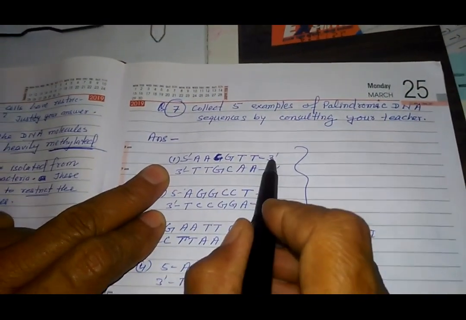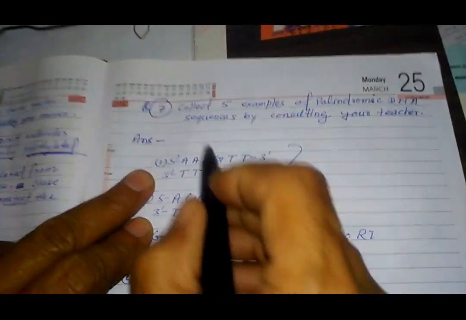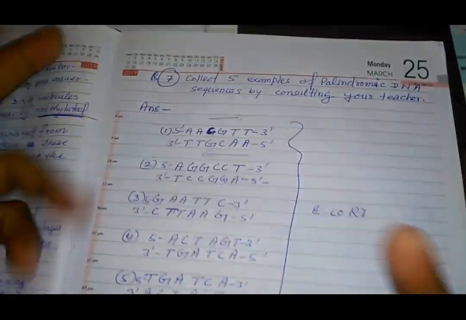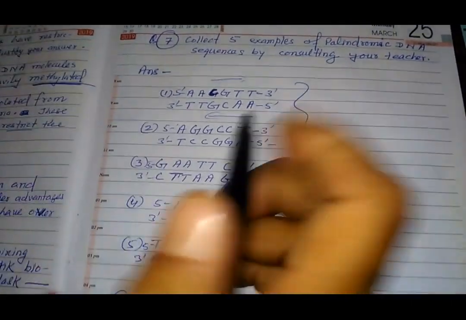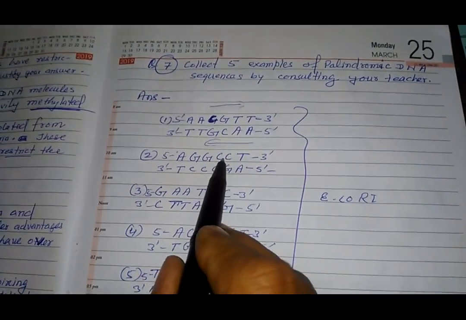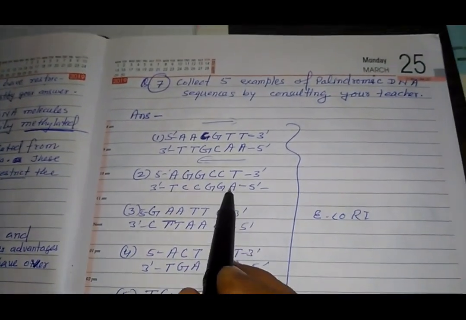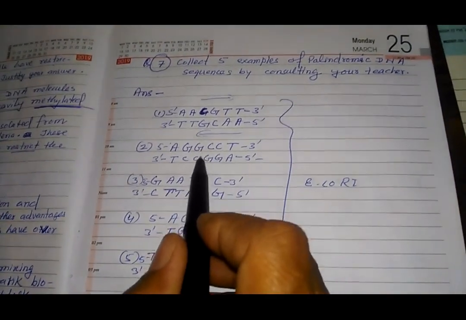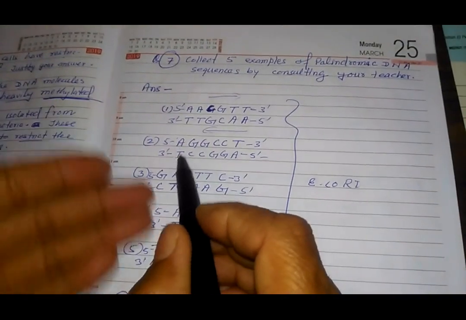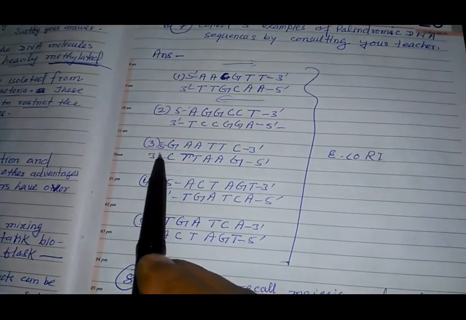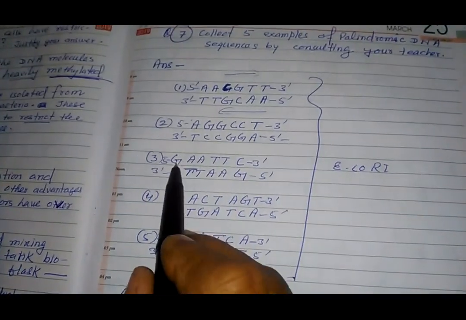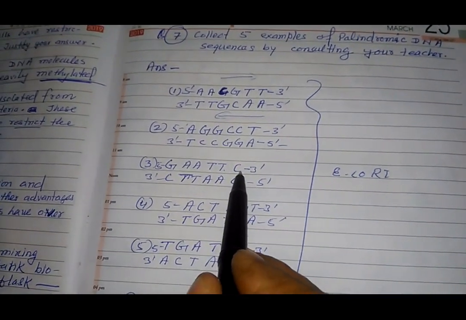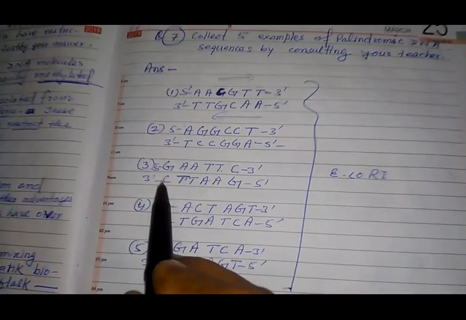5 to 3 and again 5 to 3. So in this direction and in this direction, they appear to be the same. Hence they are called palindromes. Next, AGGCCT. Again AGGCCT, when you compare the complementary strand. The third one is GAATTC. GAATTC again.